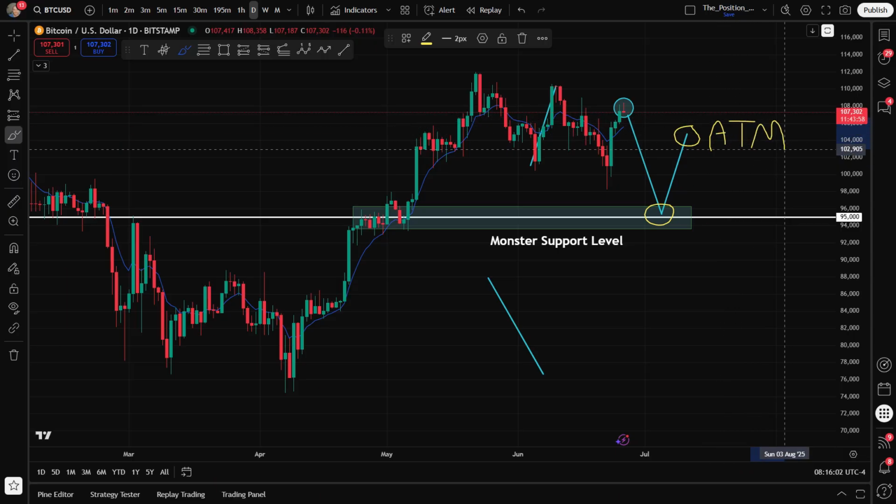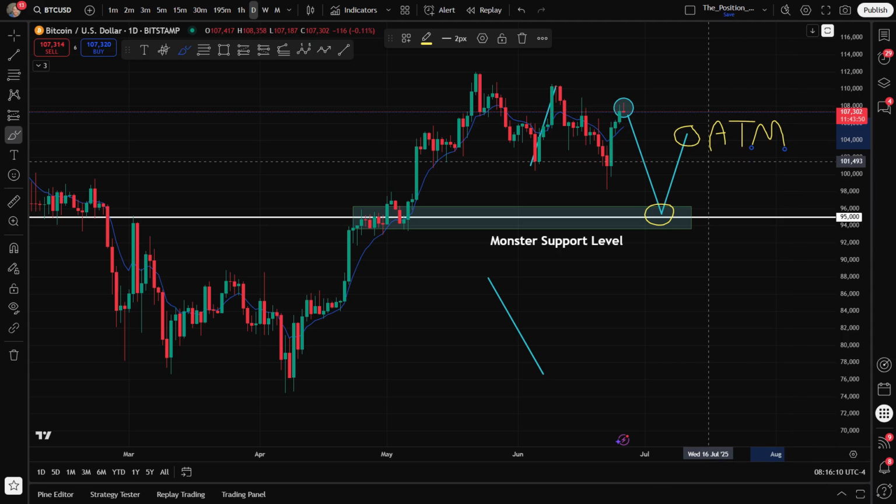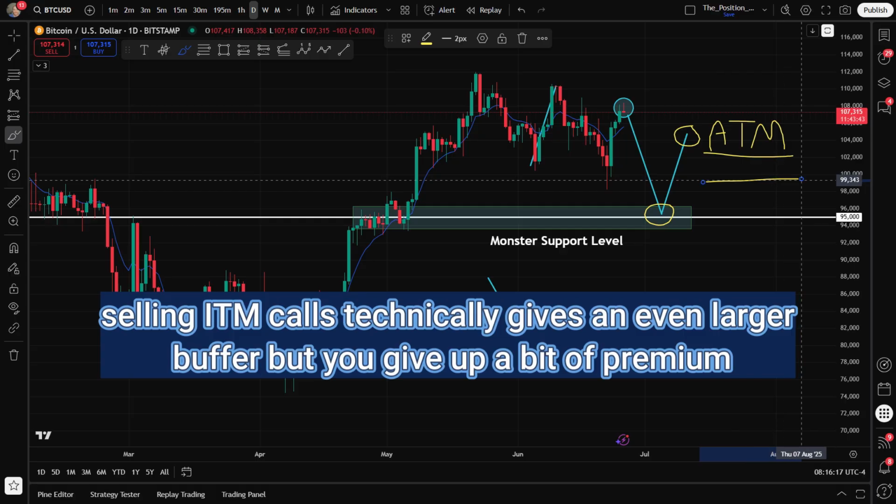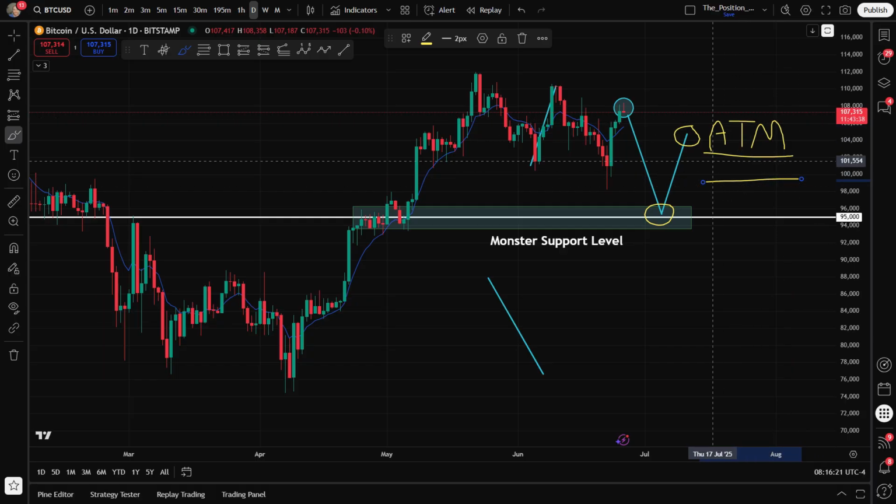Not only is it the maximum premium, but it's the maximum protection, okay? When you sell at the money covered calls, you get the largest buffer. You get the largest break-even guardrails for your trade. That premium is going to cushion any further losses in the underlying. It's not going to guarantee that you won't lose money, but you will be cushioning any potential downside after that point.